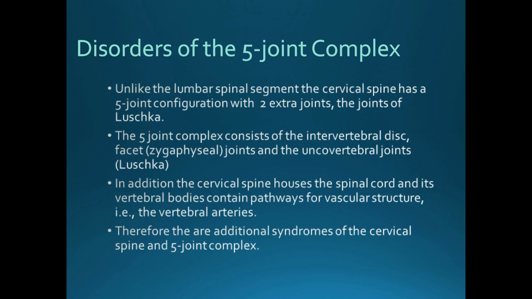And one of the things that makes this type of injury perhaps more frequent in the neck is that while the rest of the spine has what is called a three-joint complex, there's two extra joints in the cervical spine, which means two extra places where this can be injured. And those fancy names are the uncovertebral joints of Luschka. But we'll show a picture of them in the next slide.